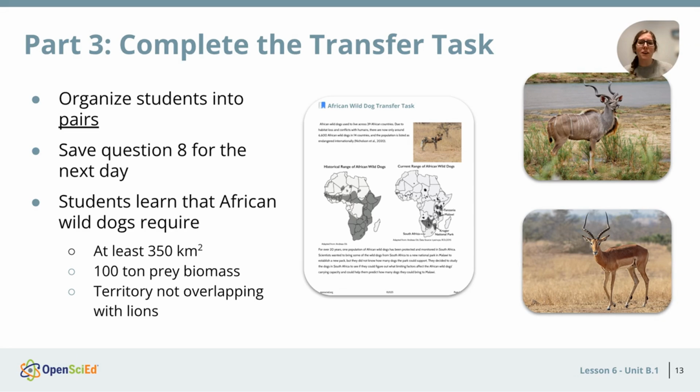The students are going to learn that African wild dogs require at least 350 kilometers squared of space, 100 tons of prey biomass, and they like to avoid lions. They're going to learn this by interpreting graphs and data.